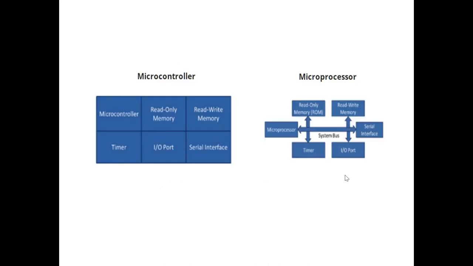The microcontroller consists of the processor, read-only memory, read and write memory, timer and I/O port, and serial interface. Everything is clubbed into a single chip. Whereas a microprocessor has the same set of components like RAM, ROM, I/O port and so on, but they are connected through the internal system bus. These are all included in a single board called the motherboard, and they are connected through the system bus.